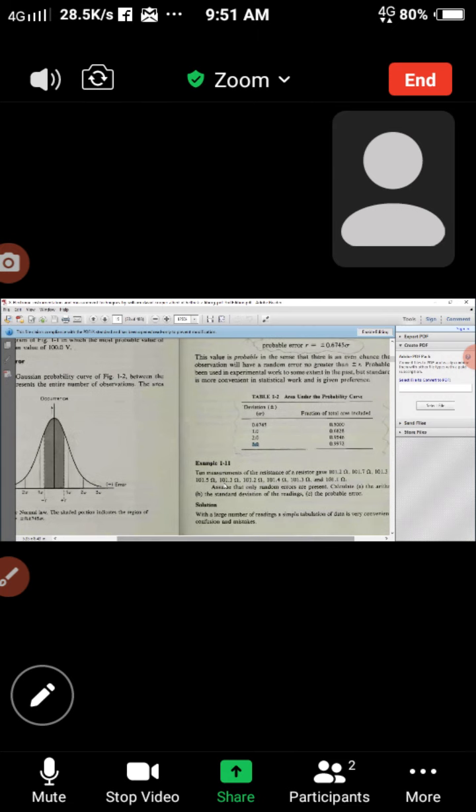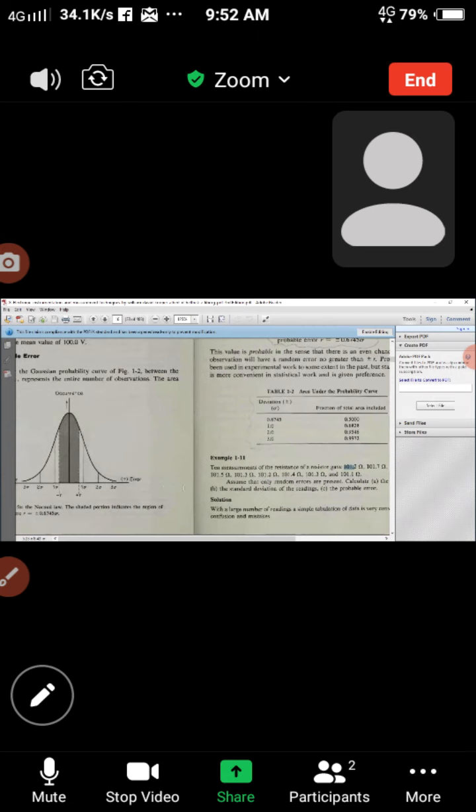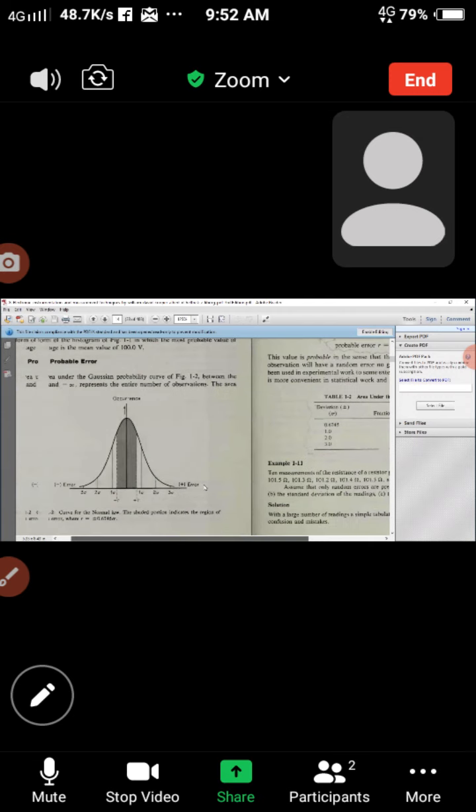Okay, I am considering an example of the instruments. 10 measuring resistances are given below. Another example I am considering: 101.2, 101.7, 101.3, 101, 101.5, 101.3, 101.2, 101.4, 101.3, 101.1 and so on. Find out the arithmetic mean, standard deviation of the readings and the probable error. These are the readings, total readings.